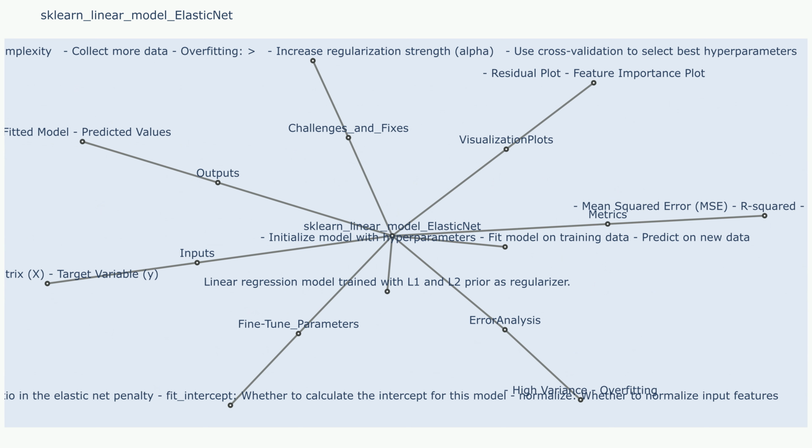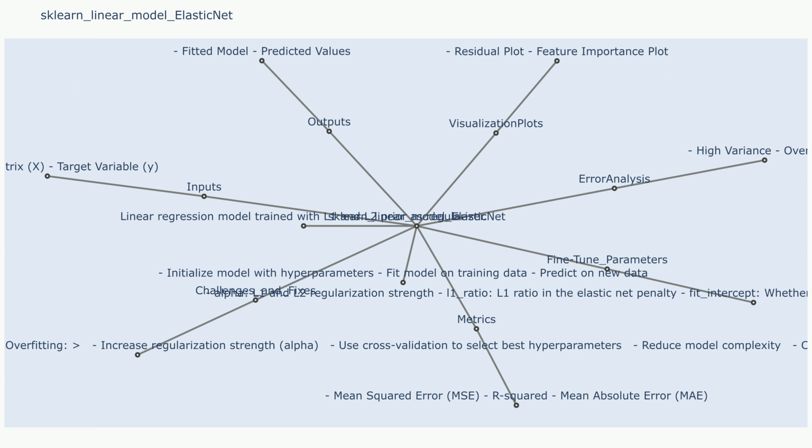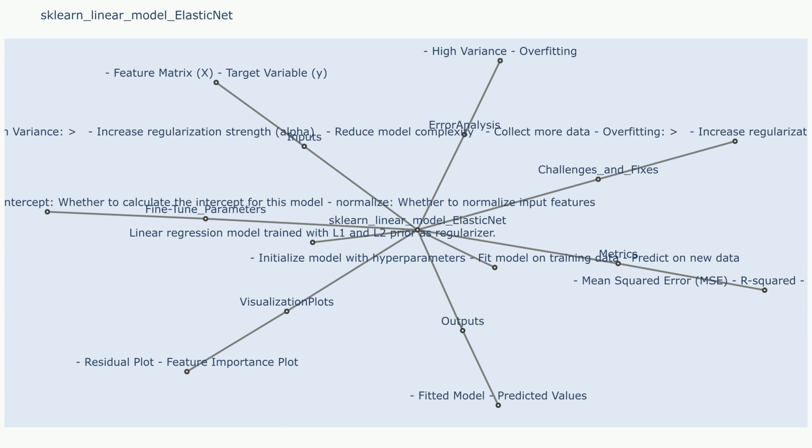Visualization plots. Scatter plot of the predicted values versus the actual values to assess the model's accuracy. Residual plot to check for heteroscedasticity and other patterns in the residuals. Fine-tune parameters. Alpha, the strength of the L1 penalty. Increasing alpha will lead to more features being set to zero. L1 ratio, the ratio between the L1 and L2 penalties.